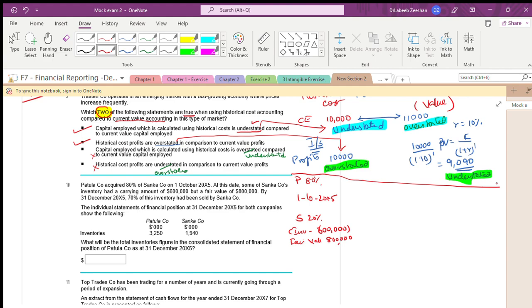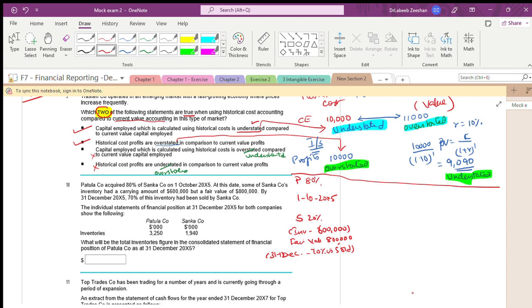By December 31st, 2005, 70% of the inventory has been sold. Is it right? By 31st December, 70% is sold. What they are asking us is, the individual statements of financial position at 31st December for both the companies show the inventory as 3,250 and 1,000.